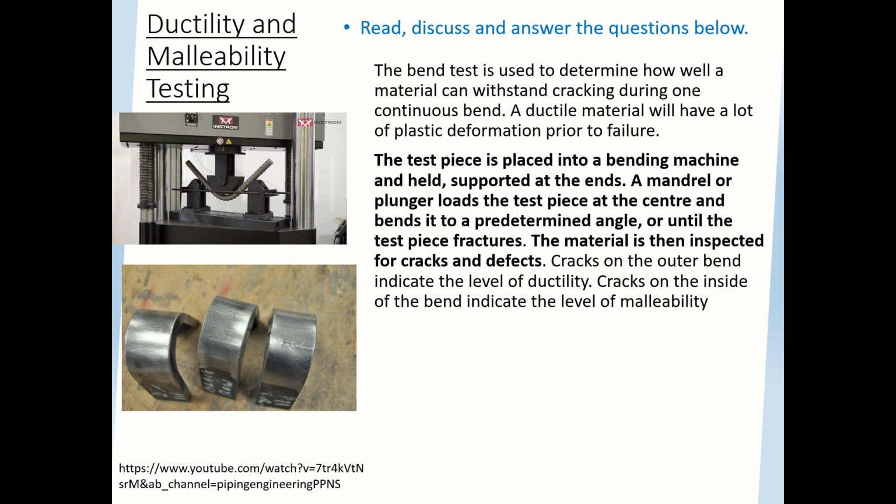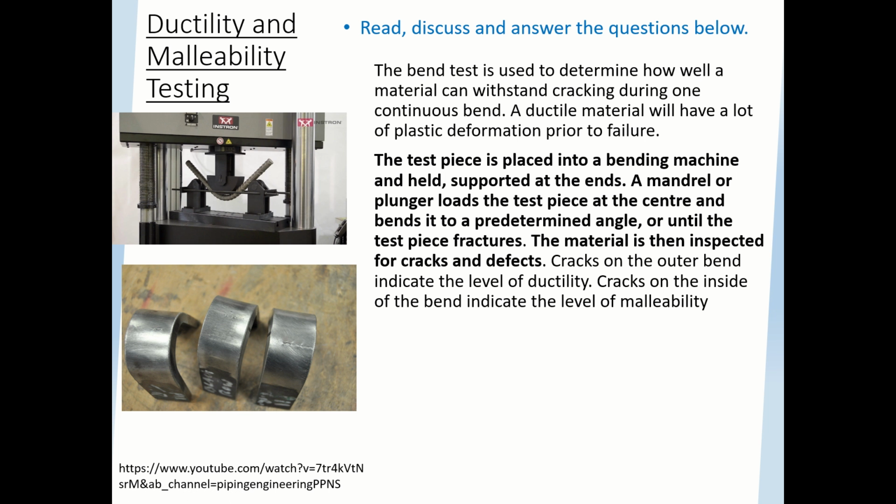So a bend test is used to determine how a material can withstand cracking during one continuous bend. A ductile material will have lots of plastic deformation prior to failure. Here, the test piece is placed into a bending machine and held, supported at the ends. A mandrel or plunger loads the test piece at the center and it bends to a predetermined angle or until the test piece fractures. The material is then inspected for cracks and defects.